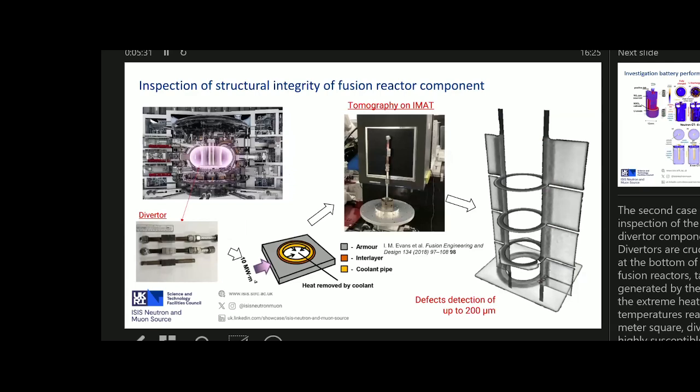Also, this example is from the UKAEA, which is the UK Atomic Energy Authority. They would like to find if there are any defects inside a critical component called the divertor, which is used in the fusion reactor. It is copper inside and armored by tungsten outside. Because tungsten is again very difficult for X-rays to penetrate, they use neutrons to try to see if there are any defects inside the divertor.